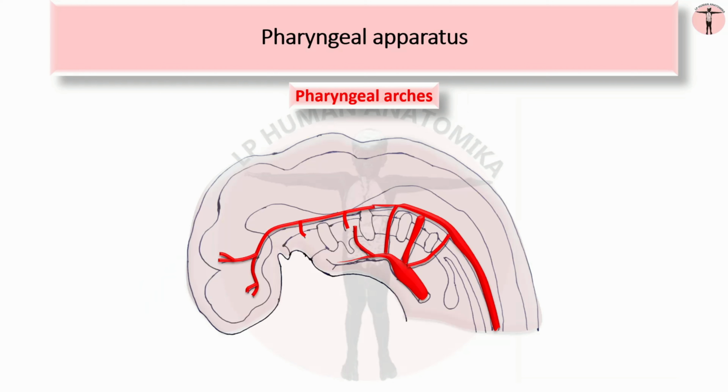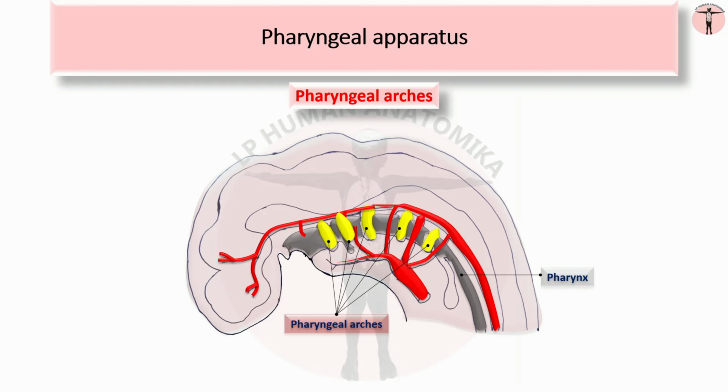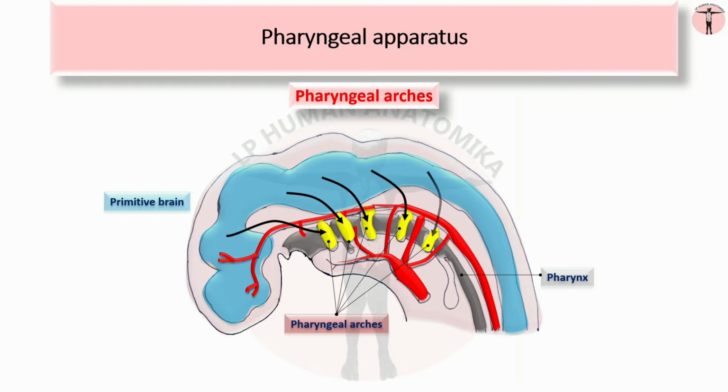Let us discuss each part of the pharyngeal apparatus in detail. To start with pharyngeal arches, the pharyngeal arches begin to develop as surface elevations lateral to the developing pharynx in the 4th and 5th weeks and contribute to the characteristic external appearance of the embryo. From the primitive brain, the neural crest cells migrate into the mesenchyme of the pharyngeal arches, contributing to the future head and neck regions.